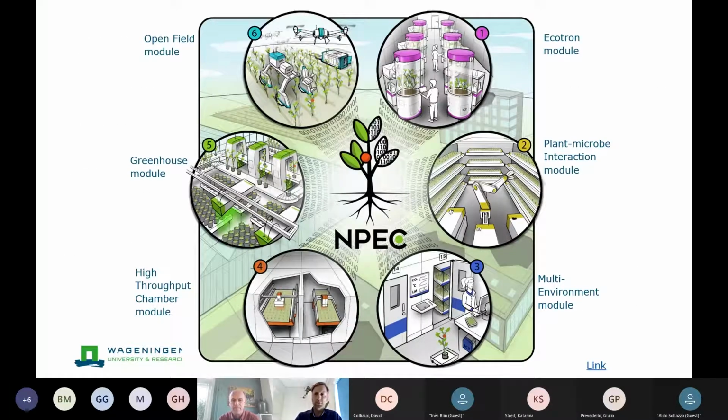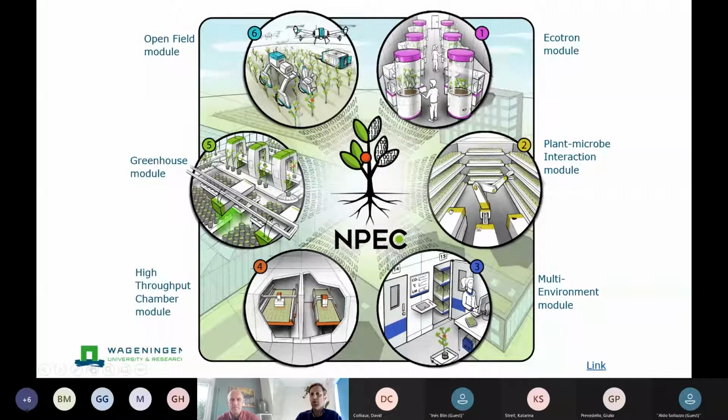NPEC is not only the greenhouse. Actually, the greenhouse module is number 5, but we have also been setting up field phenotyping tools, so drones and a field explorer, also climate rooms to study the phenotype of a plant in a range of conditions. And actually the lower we go into the module numbers, the more control we have, but also the more precise the measurements are, and also the more controlled the environmental conditions are.